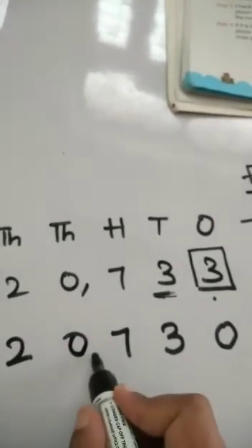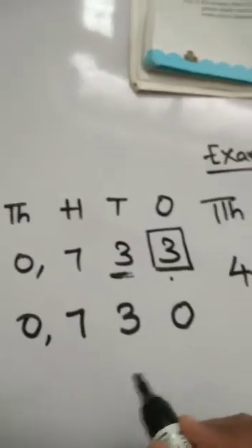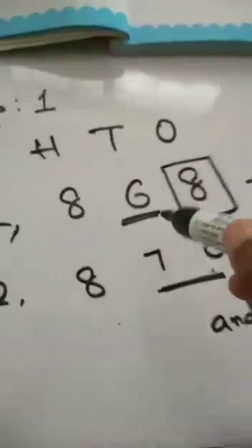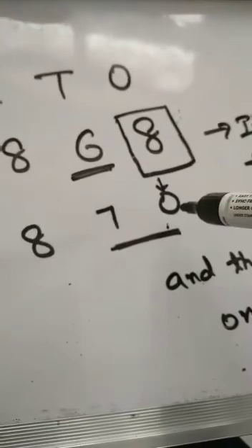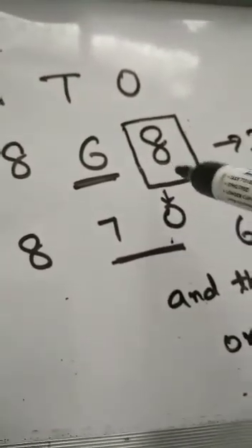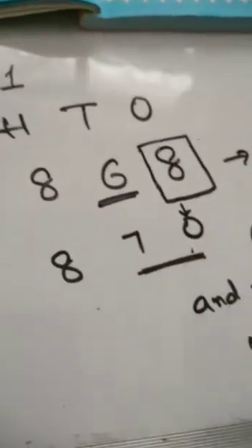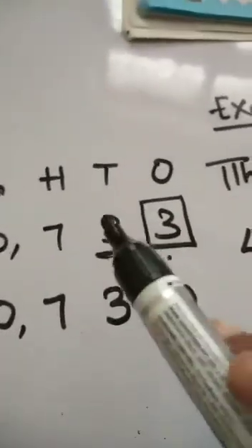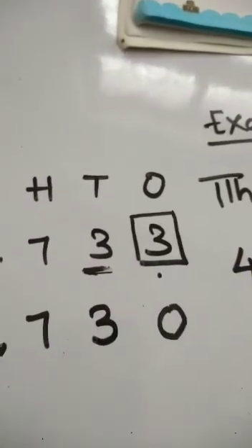So now this becomes 20,730. If it is greater than 5, we have to add 1, and the digit in the ones place becomes 0. If we add 1 to 6, it becomes 7, and the ones place becomes 0. So now this is 42,870. If it is greater than 5, then only we add 1 in the tens place. If it is less than 5, we keep the number as it is. We should not change anything.